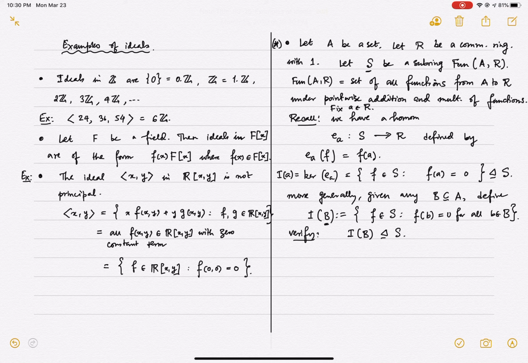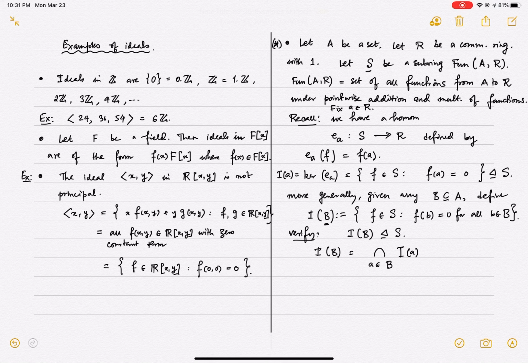And one way to check that this is an ideal is just to note that I sub B is really just the intersection of all these I sub A, where A varies over the set B. If your function has to vanish on B, it just has to vanish at every point of B. So I sub A is the set of functions that vanish at A. And each I sub A is an ideal, so the intersection of them is also an ideal, because the intersection of a bunch of ideals is again an ideal.